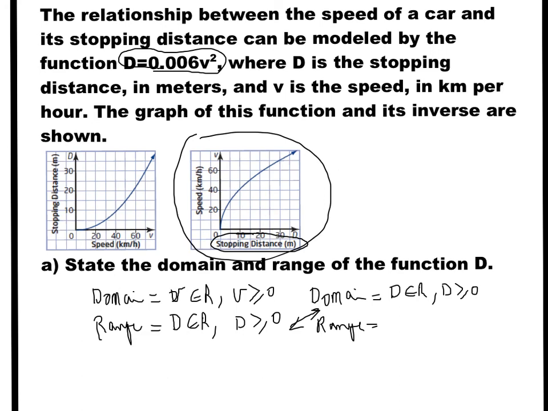and the range of the inverse function, which is this one, is the speed, which can be either 0 or a positive number. So V has to be in real numbers, and V has to be greater than or equal to 0, which again is the domain of the original function.